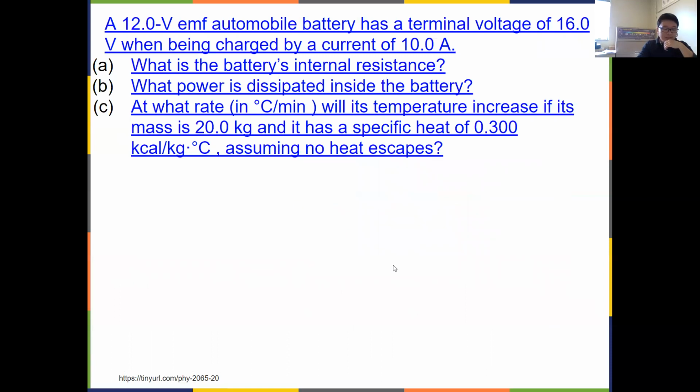Let's take a look at the first example today. It says a 12.0 volt EMF automobile battery has a terminal voltage of 16.0 volts when being charged by a current of 10.0 amps. What's the battery's internal resistance? In this case, the current going through is 10 amps, and it has a terminal voltage of 16, but its EMF is only 12. Let me show you on the paper.